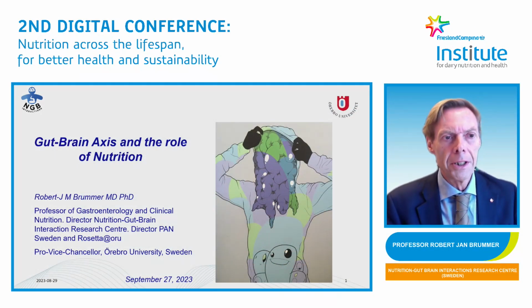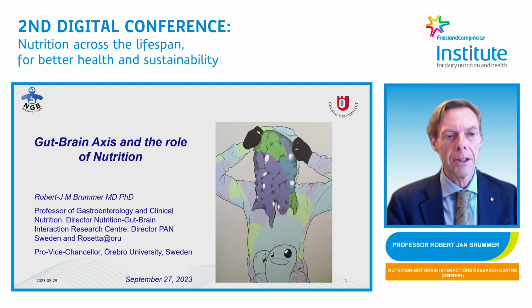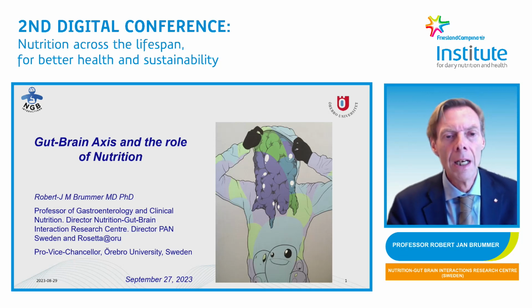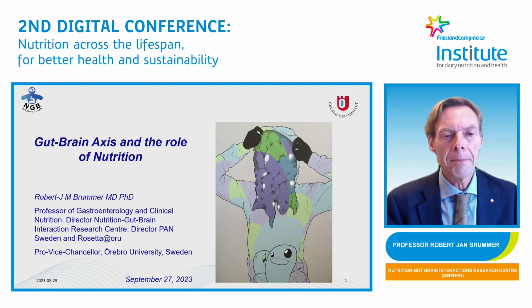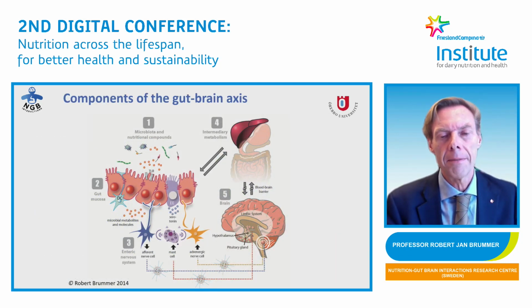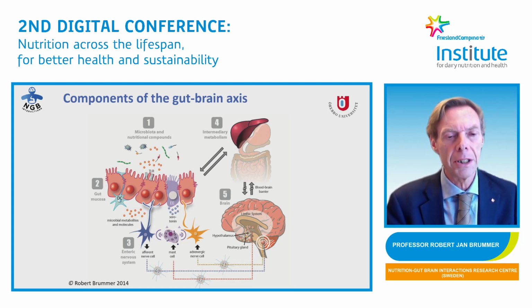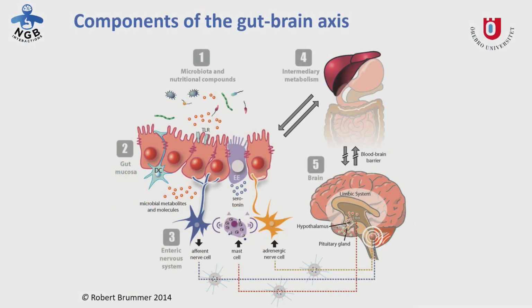Today I will discuss with you the role of the gut-brain axis and nutrition, and how nutrition can affect the gut-brain axis, and also give some more practical examples of that next. Next slide, please. To understand how the gut-brain axis interacts with nutrition, we have to know a little bit more about the gut-brain axis. What you see here is that I've depicted five of the most important parts of the gut-brain axis.